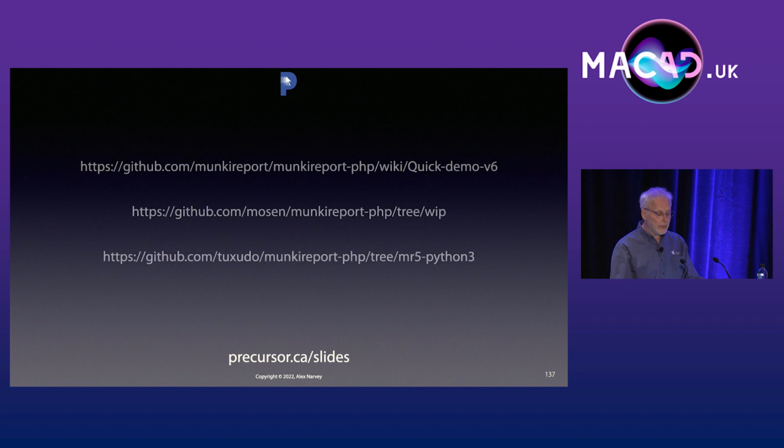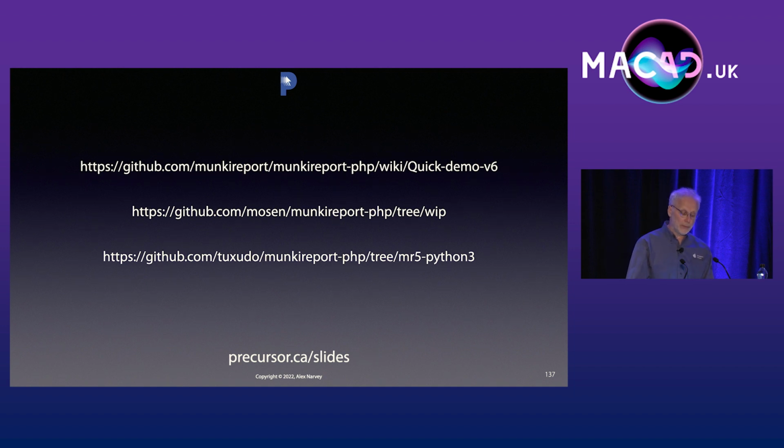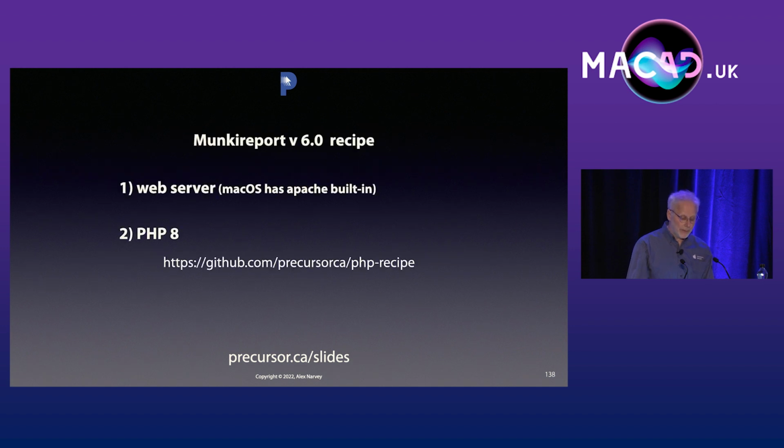If you'd like to test out Munkireport 6, the best way is to read the wiki article Quick Demo 6 at the main Munkireport GitHub repo. You can get the code from Mosen's Work in Progress GitHub repo. And then you'll need the modules from Tuxedo's MR5 Python 3 repo. That's a little bit convoluted, so here's a bit more info you may require.